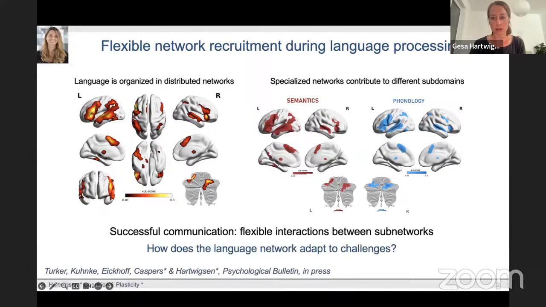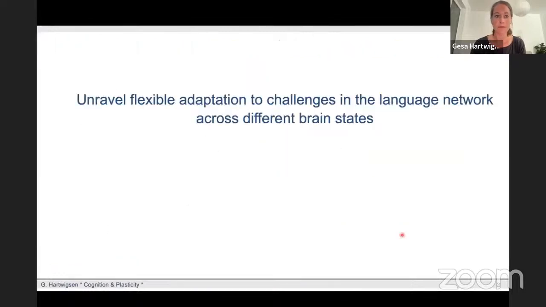And now the big question of our group is how the language network adapts to challenges. By the way, I think I should use my pointer so that you can see where I'm pointing. So what do I mean by this? What I ultimately want to do, and where I think I share passion also with Stephanie, is to unravel flexible adaptation to challenges in the language system across different brain states.